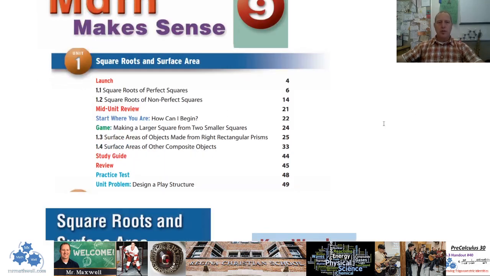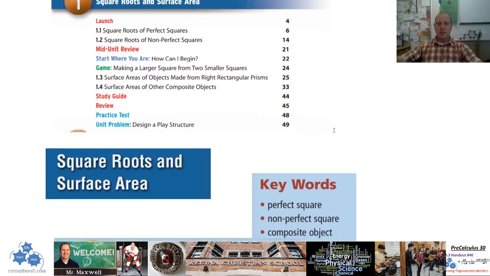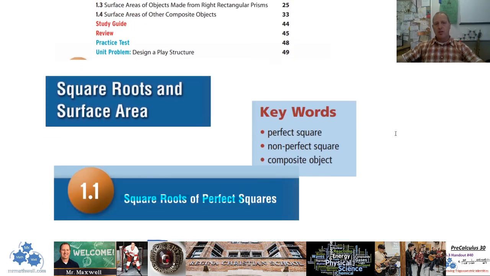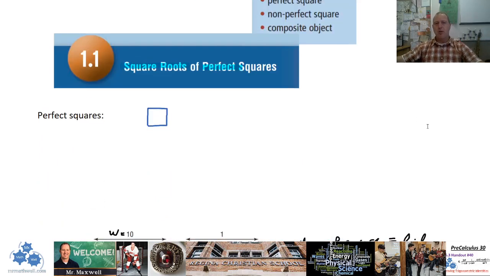So we're going to talk about square roots of perfect squares and non-perfect squares. We're also going to talk about surface areas of different kinds of objects. All right, so square roots and surface area 1.1, we're talking about square roots of perfect squares. So what is a perfect square?